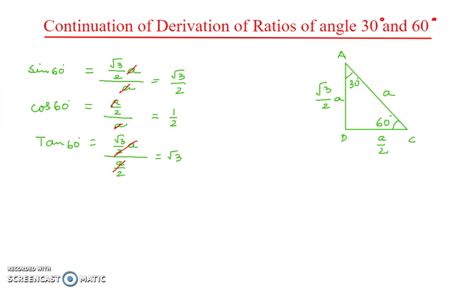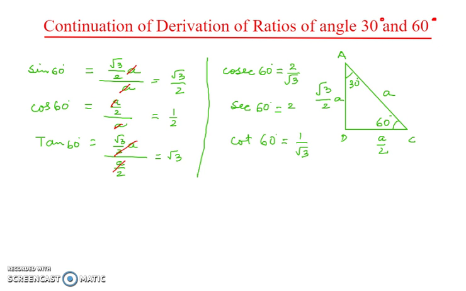Now what happens? You can write the same thing for cosec of 60°, right? Cosec of 60° is nothing but 2 upon root 3, right? In the same way you can write for secant of 60°, that is nothing but 2 upon 1, that is 2. In the same way you can write for cot of 60°, that is nothing but 1 upon root 3. I hope you understand. This is just for 60°.